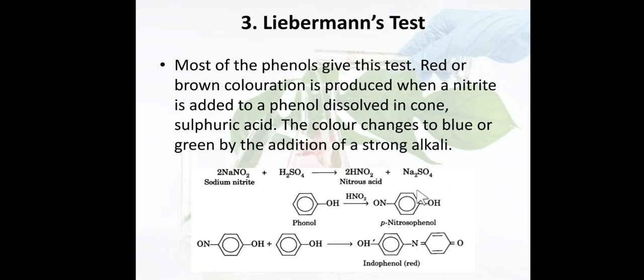What we need to do is add nitrite to the phenol. First it will form nitrous acid, then when we treat this with the phenol, it will form nitrosophenol, and when nitrosophenol is again treated with another molecule of phenol, we get indophenol, which is red in color. This is a perfect identification of phenolic OH group in the natural product or any organic compound. So this is a very nice and simple test for phenols.